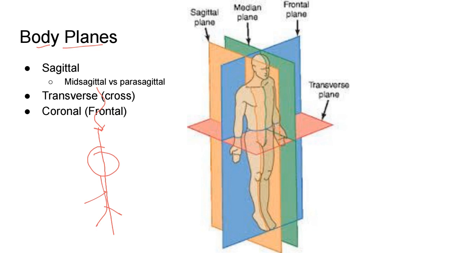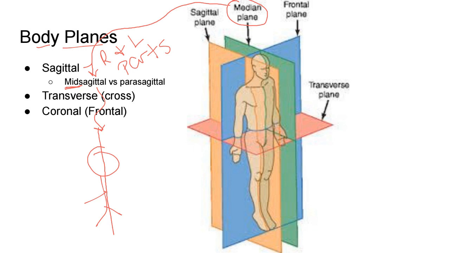Let's start with sagittal. So sagittal is going to divide the body into right and left parts. And in particular, we can be very, very specific, and we can do what we call a mid-sagittal line. You'll see that mid-sagittal line here described as this median plane. So this median plane is the same as our mid-sagittal line. This median plane is dividing us into equal right and left parts.